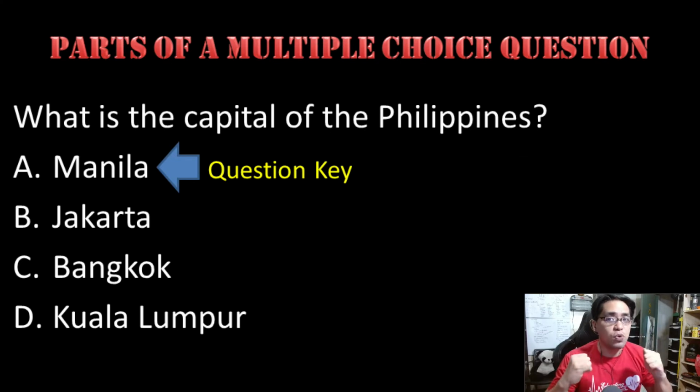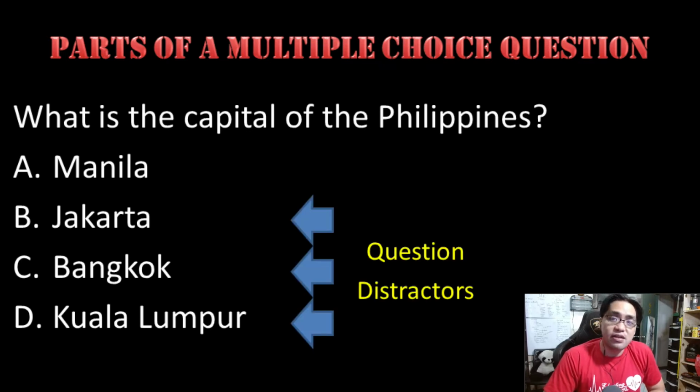For the student to prove that he or she truly knows the answer to the question asked by the stem, the student needs to pick out the key from the other alternatives, which are wrong answers. These alternatives that are wrong answers are what we call distractors.